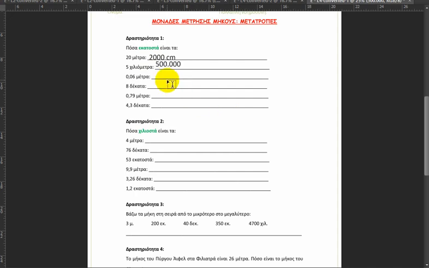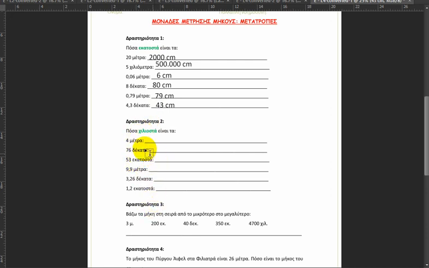Then to go from meters to centimeters, that's 2 steps down. So I multiply this by 100 and I get 6 centimeters. And I forgot to write centimeters here. Excellent. To go from decimeters to centimeters, I go 1 step down, so that's 80 centimeters. To go from meters to centimeters, I multiply by 100, so I get 79 centimeters. From decimeters to centimeters, I multiply by 10, so 43 centimeters.